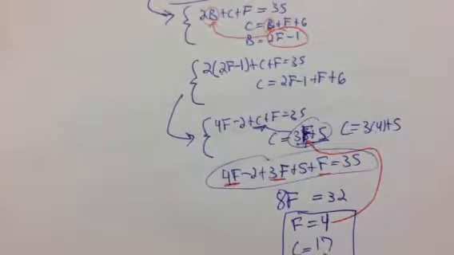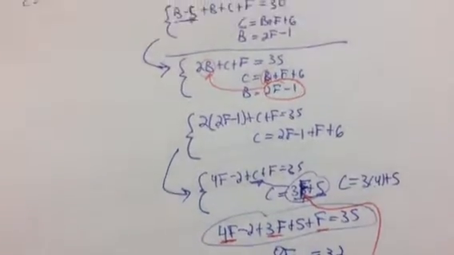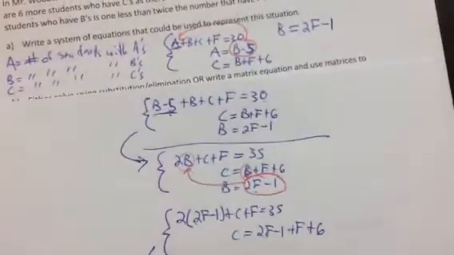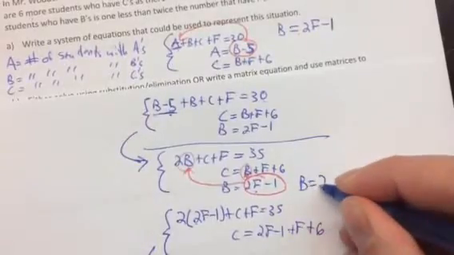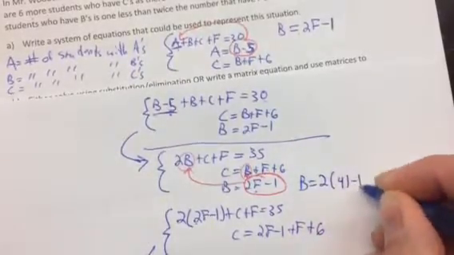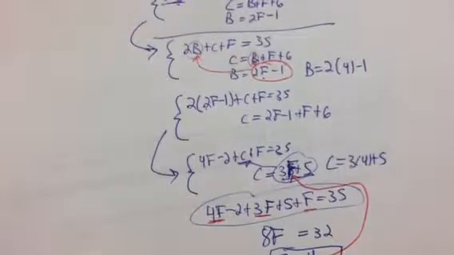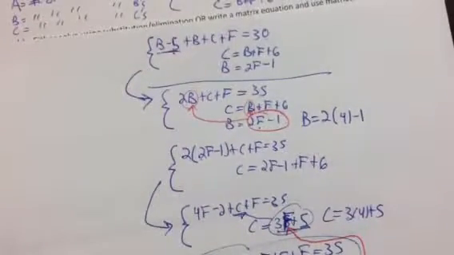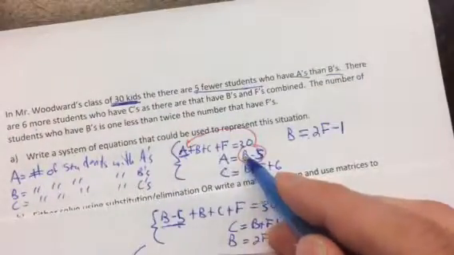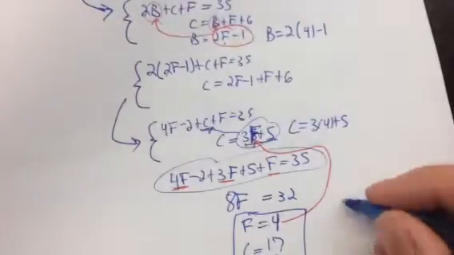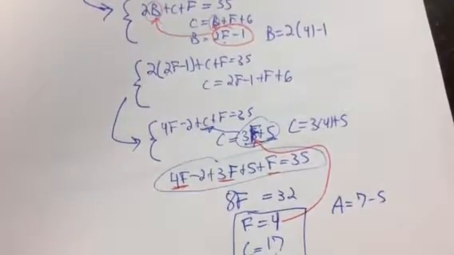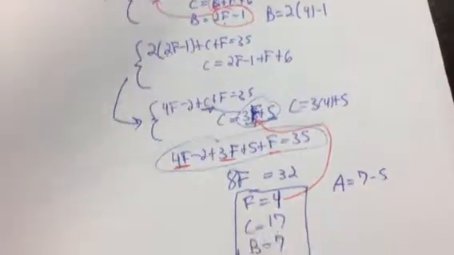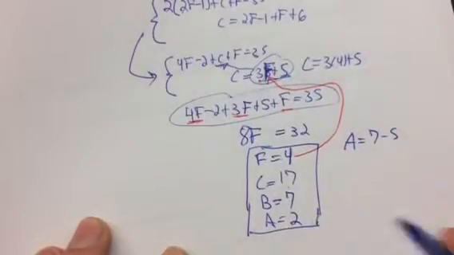And now that I have c and f, I can go back up. Let's find a good place. B is 2 times f, which I know. So b is 2 times 4 minus 1. B is 7. And the last thing we have to go back and find is what is A. And A is B minus 5. So A is 7 minus 5. A is 2. This is my solution to the system of equations.